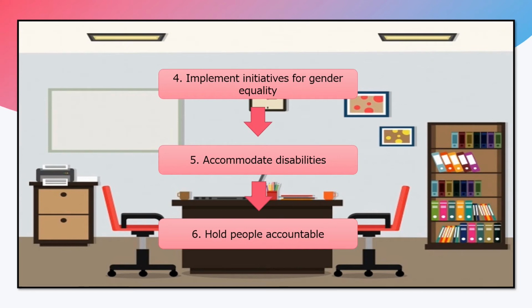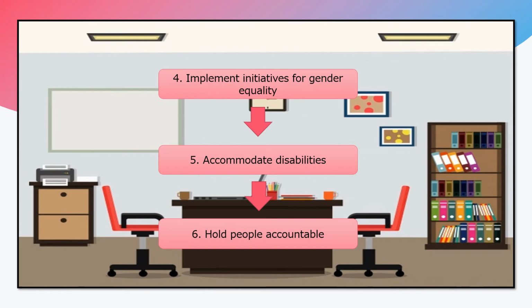Five is accommodate disabilities. Support physically or mentally disabled individuals by providing disabled access, allowing the service dog at work, and offering other initiatives to build a diverse workplace. Find out other ways to manage mental health in the workplace.